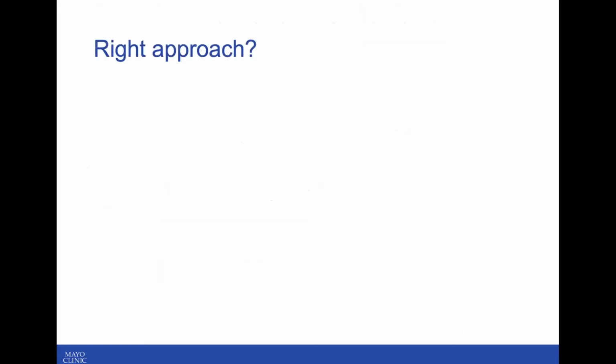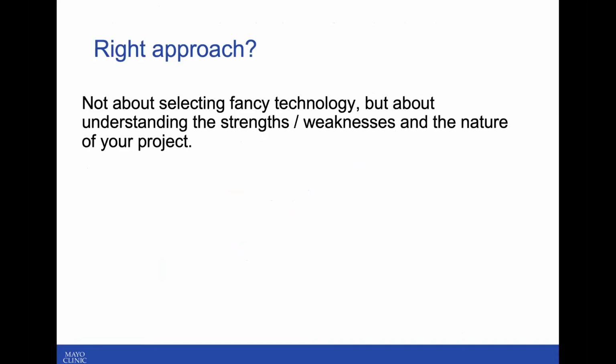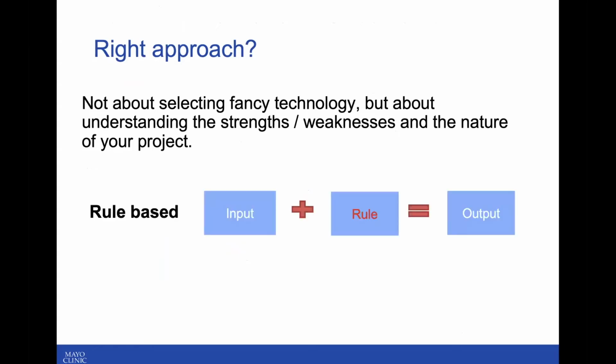Then what is the right approach? This is actually not about selecting the most advanced technology, but about understanding the strengths and weaknesses of each of these techniques and the nature of your project and tasks. If you know the rules, like for periprosthetic joint infection detection, there are national criteria, a national definition. We know the rules, then we can apply a rule-based system.